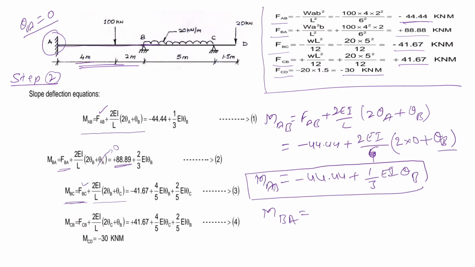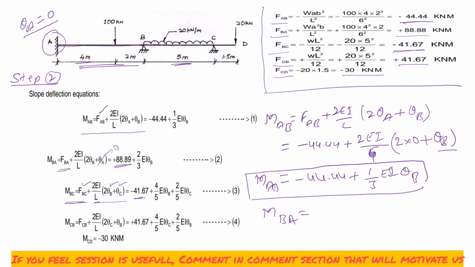MBC is equal to FBC, which is minus 41.67, plus 2EI divided by L. L is 5 meter. So 4 by 5 EI theta B plus 2 by 5 EI theta C. Here theta B and theta C are unknown values. MCB is equal to, similarly, FCB, 41.67, plus 2EI by L. L is 5 meter. So 4 by 5 EI theta C plus 2 by 5 EI theta B.